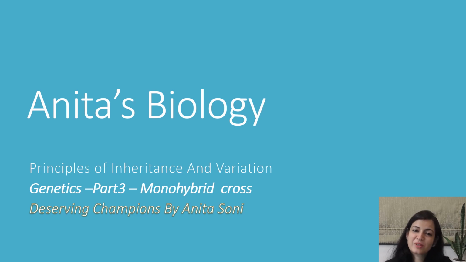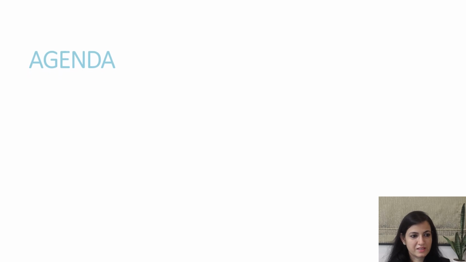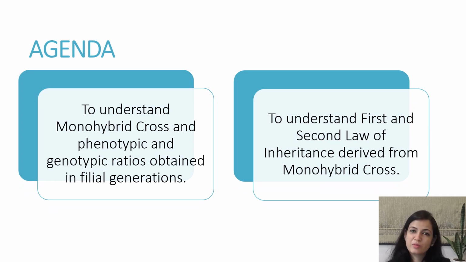Hello students, so today I will be taking the topic monohybrid cross from the chapter Principles of Inheritance and Variation, class 12th. And today what we will be discussing about the monohybrid cross and the different phenotypic and genotypic ratios which are obtained in the different filial generations like the F1 and F2 generation. At the same time, we will also be discussing about the first and the second law of inheritance, that is the law of dominance and the law of segregation, which are derived on the basis of monohybrid cross performed by Mendel in his hybridization experiments.